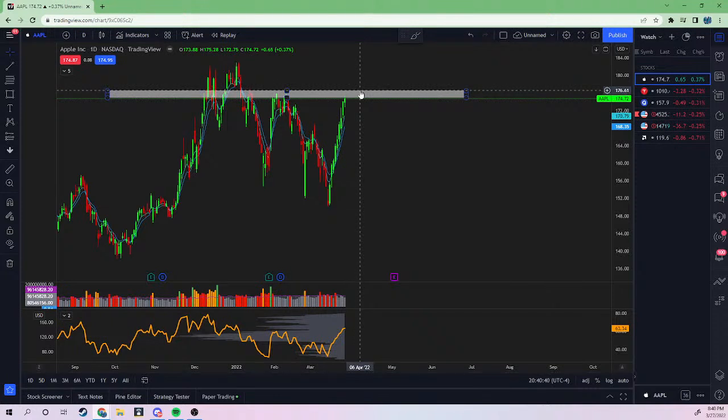If it breaks 177, we're going to see new highs. That's just how it is. But for now, I really do think Apple has come into the supply zone, rejected already. It's super extended. I think this is a perfect time to take a put position. I took one on Friday.